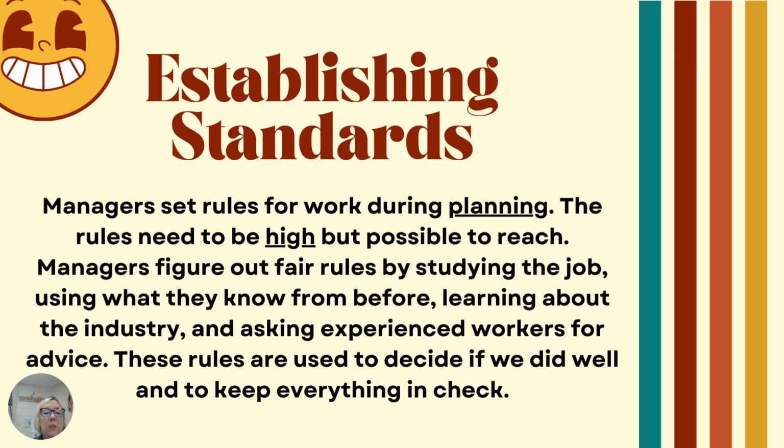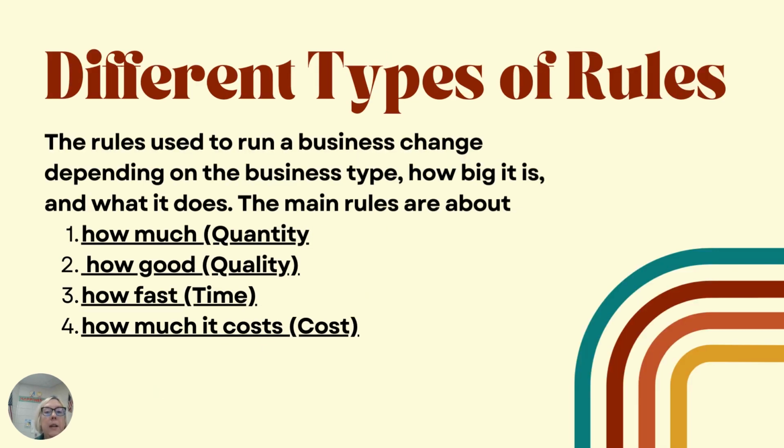So let's begin to look at some of the different types of standards, also known as rules, that managers can encounter. The rules used to run a business change depending on the business type, how big it is, and what it does. And the main rules are about these 4 areas. How much? That's your quantity. How good? That's your quality standard. How fast? That's your time standard. And how much it costs is your cost standard. So let's take a little bit of time to look deeper at each of these standards.